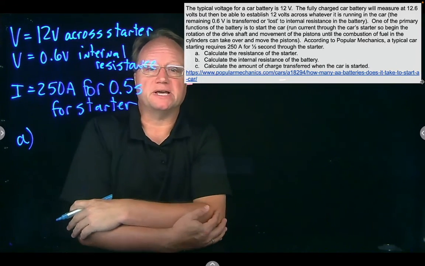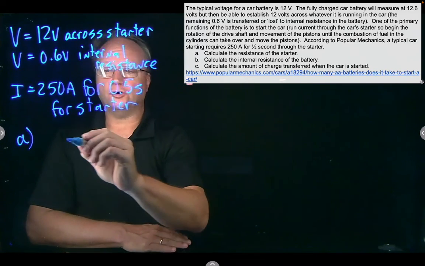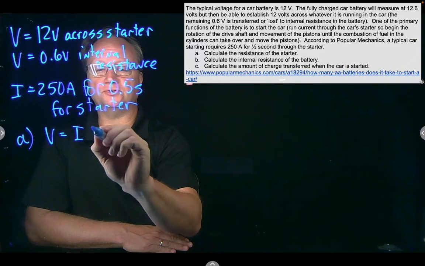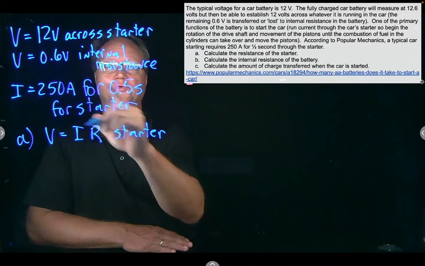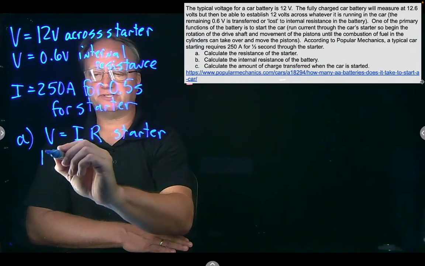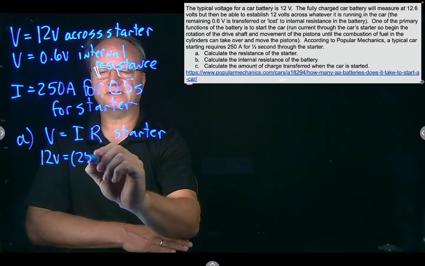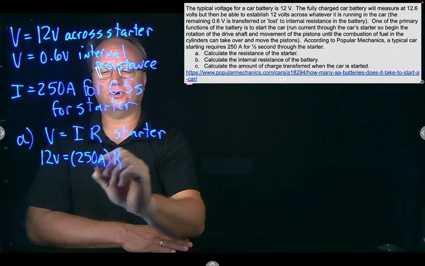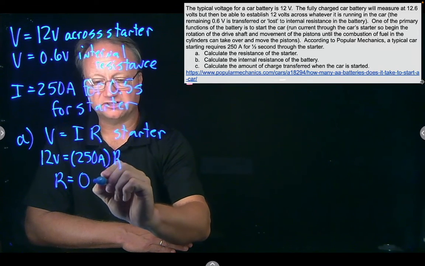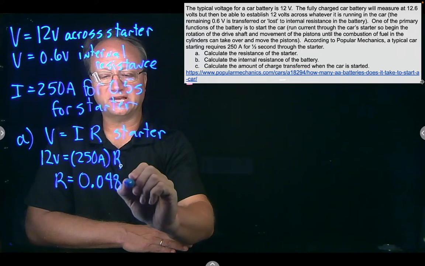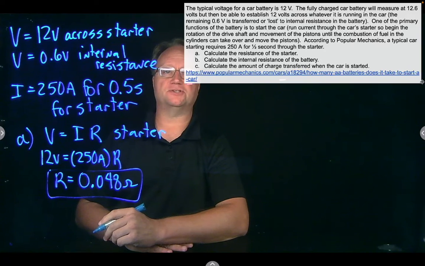So let's consider what we want to calculate. A, calculate the resistance of the starter. Well, applying Ohm's law, V is equal to I times R, and we want to apply this to the starter. So we need the volts that are established across the starter, 12 volts, the current, 250 amps, and then R, our resistance, is unknown. So when we do the division there, we get a resistance of 0.048 ohms as an average resistance for that starter.